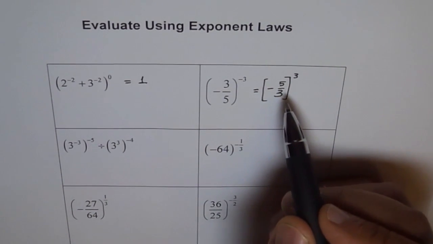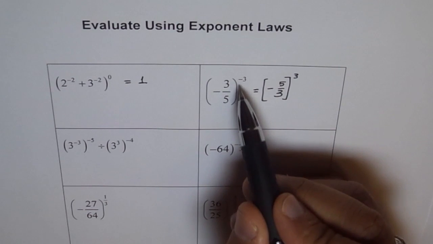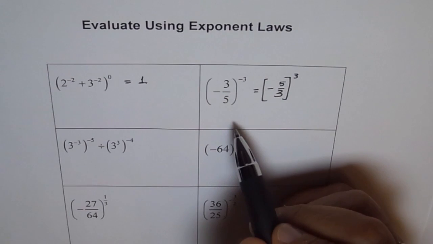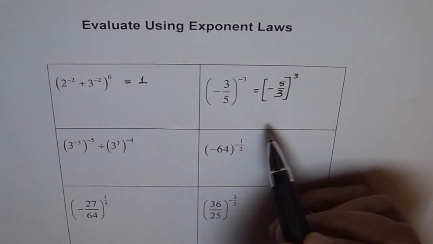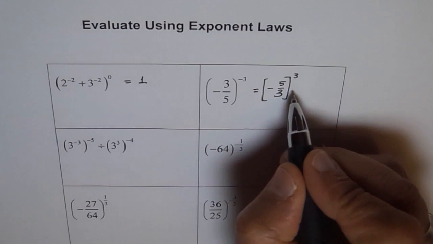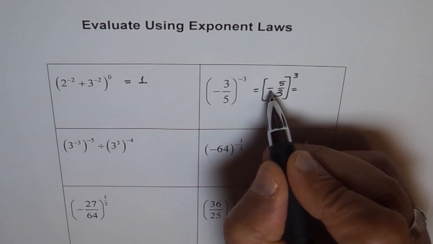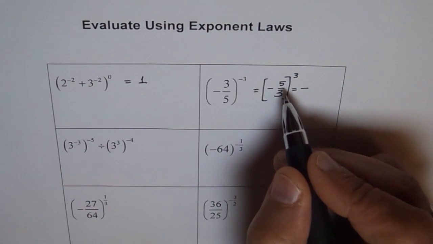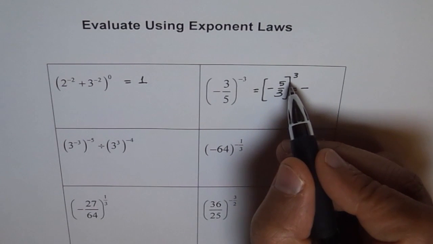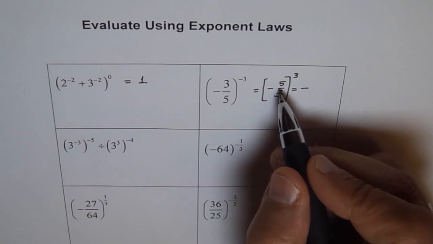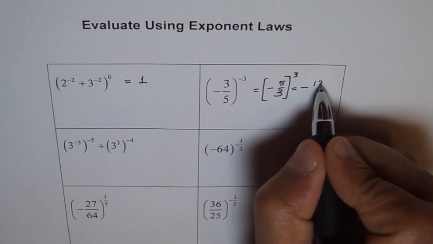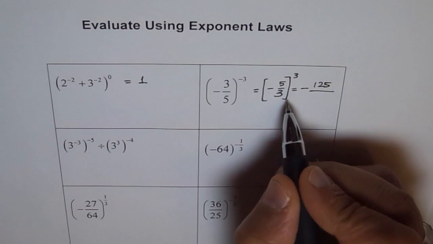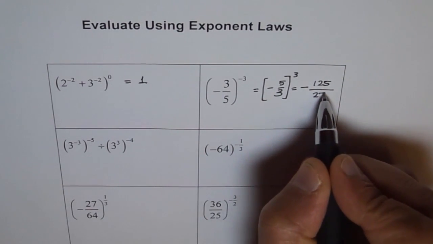Now it is better. So this minus exponent we utilized to make the reciprocal of the inside terms, and we got 5 over 3. Now we can do the cube of this. So the cube of negative 1 is negative, so we get minus here, and then we get 5 cube. 5 cube is 5 times 5, 25, and 25 times 5, 125. And 3 cube, 3 times 3 is 9, and 9 times 3 is 27. So that's our answer.